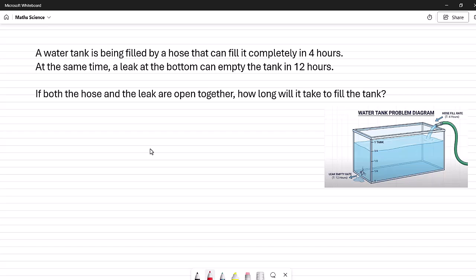Hey guys, welcome back. So in part one, we learned how to solve work-related problems where two things are working together. But in this example, we're going to be solving work-related problems where things are working against each other.